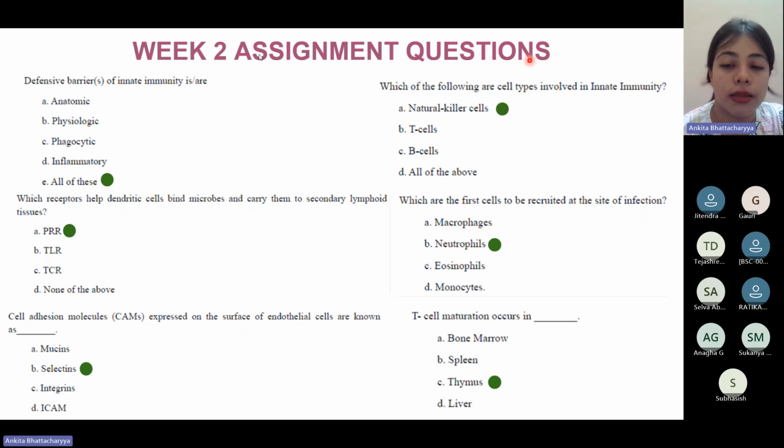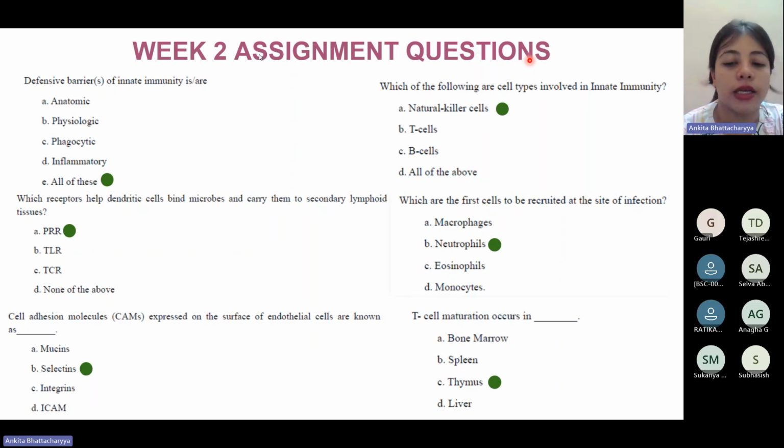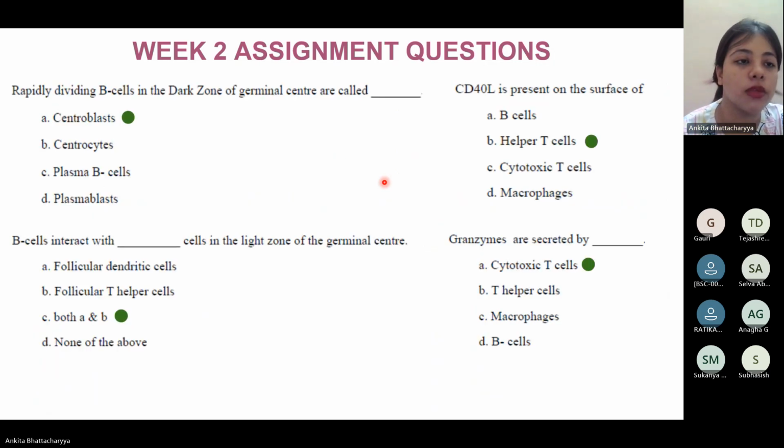T cell maturation occurs in the bone marrow, spleen, thymus, or liver. If you remember, we had discussed the way in which B cell and T cell maturation occurs. T cell maturation was discussed in less detail, but it occurs within the thymus. That would be the correct option.